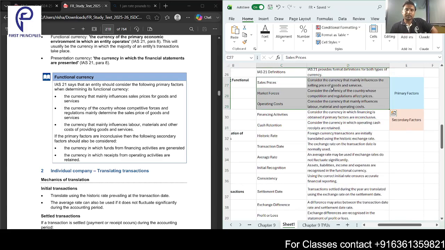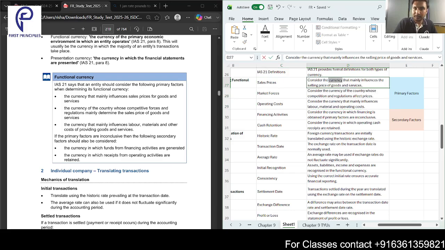The currency that mainly influences the sales price: consider the currency whose competitive factors mainly affect the sales price. The currency that mainly influences the costs, labor, material, and operating costs. So all these come under primary factors. The currency of the country whose competitive forces, that is your demand and supply and regulation, affects the sales price the most. These two are both on selling prices only. Okay, this is on costs.